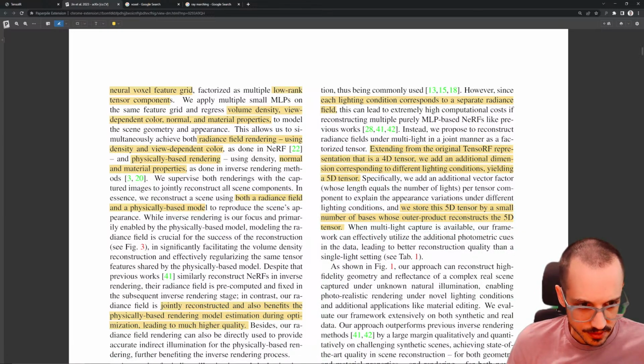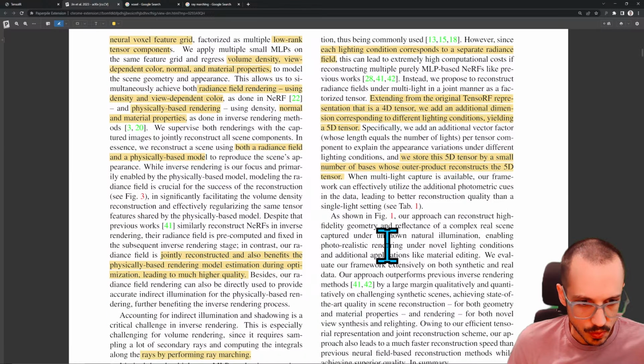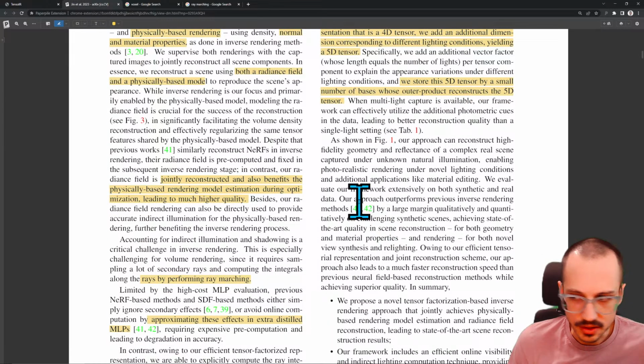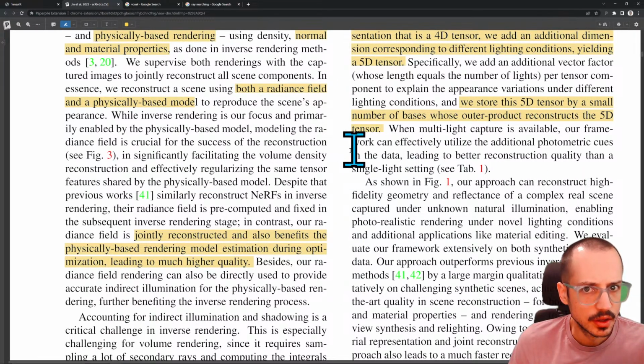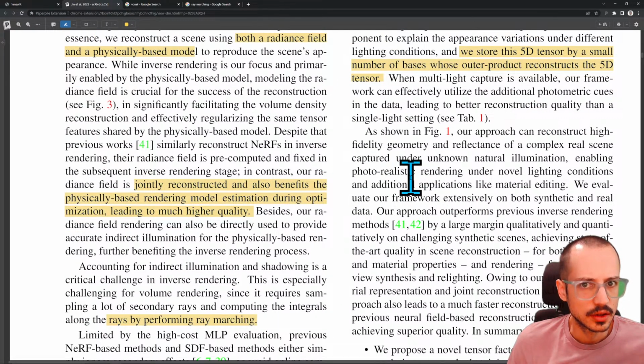When multi-light capture is available, our framework can effectively utilize the additional photometric cues in the data, leading to a better reconstruction quality than a single light setting. A little bit. Our approach can reconstruct high-fidelity geometry and reflectance of a complex real scene captured under unknown natural illumination, enabling photorealistic rendering under novel lighting conditions.